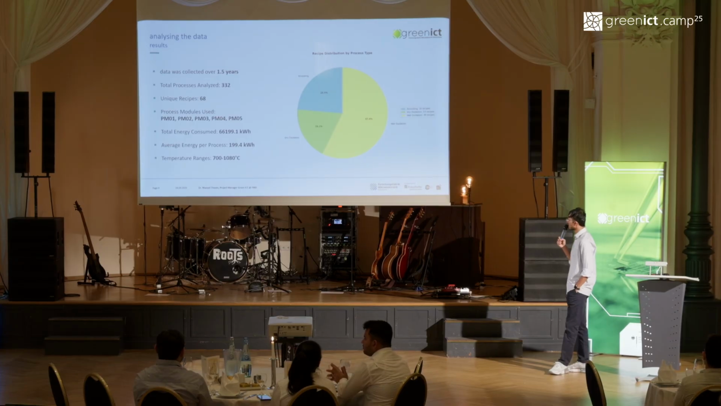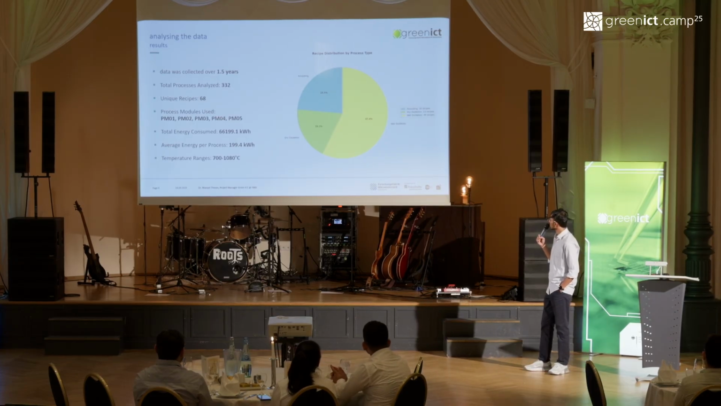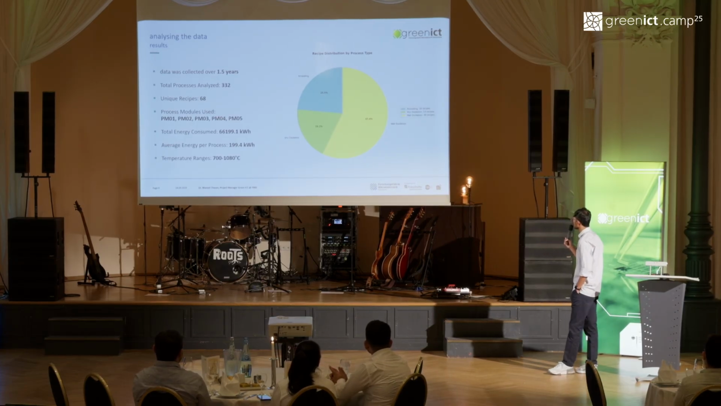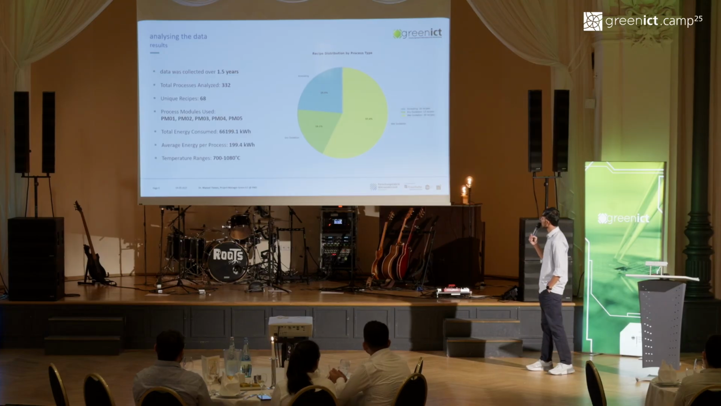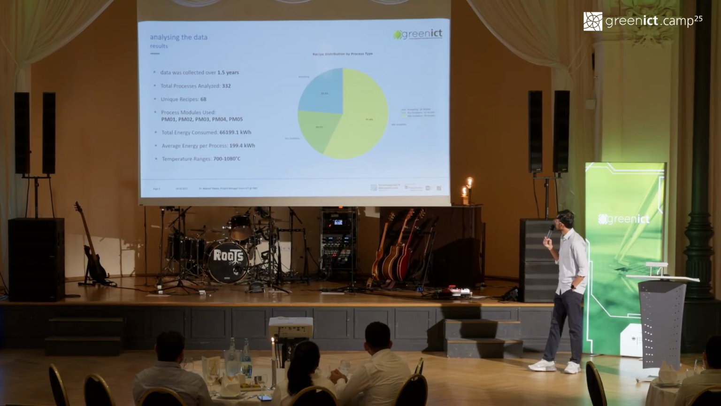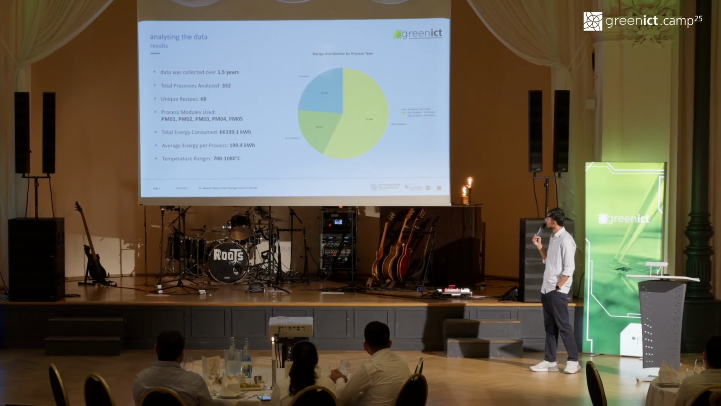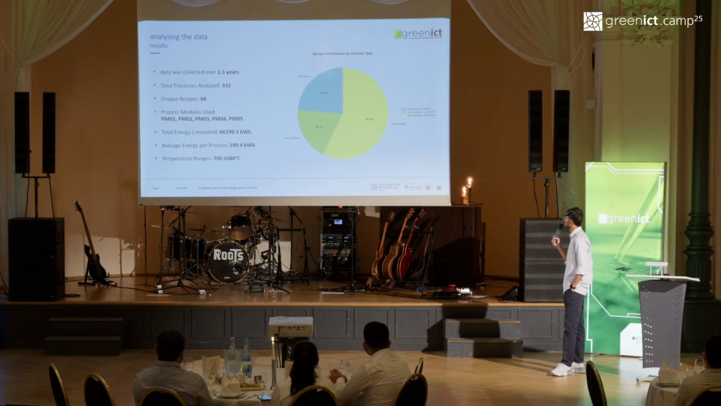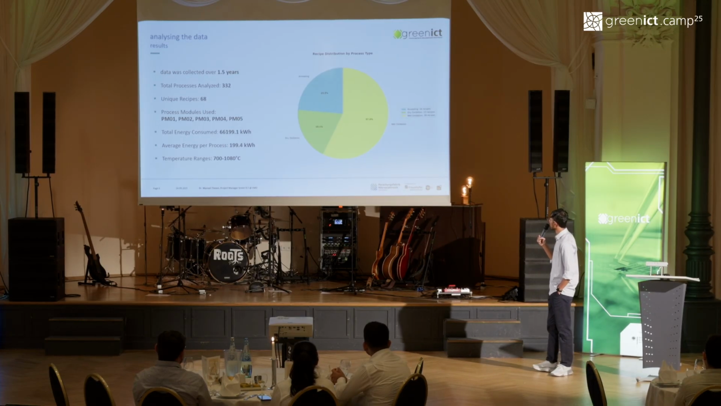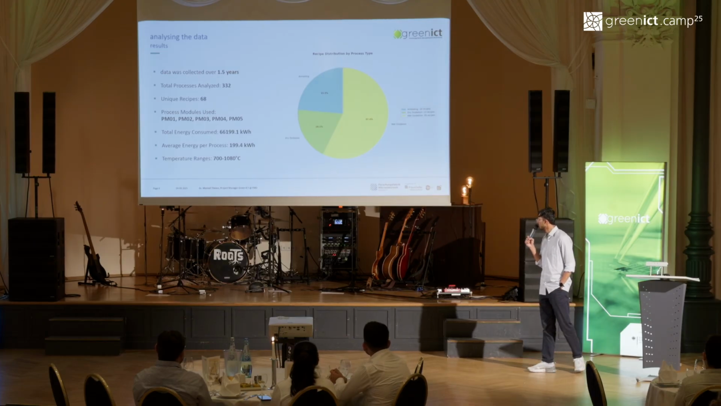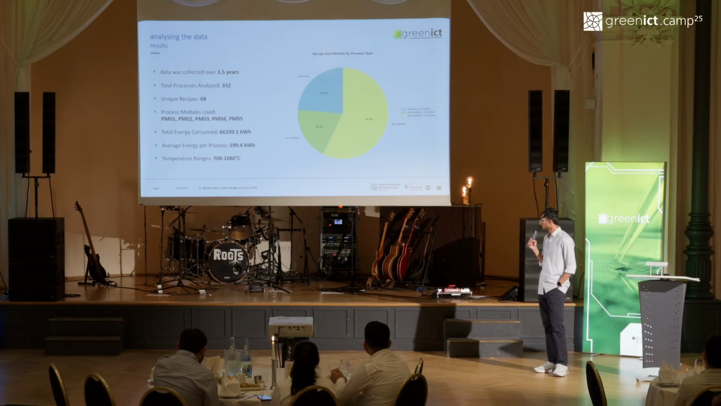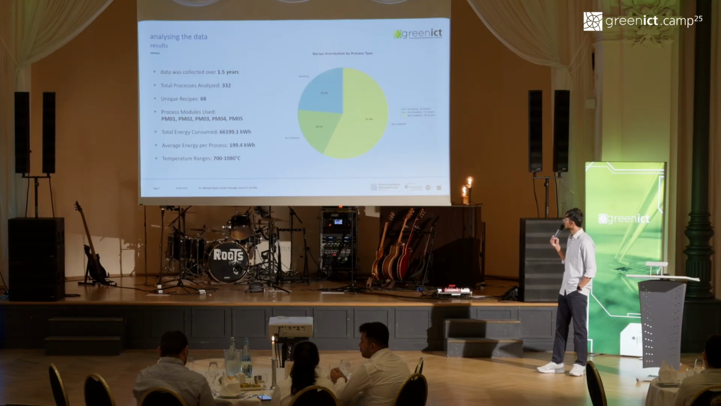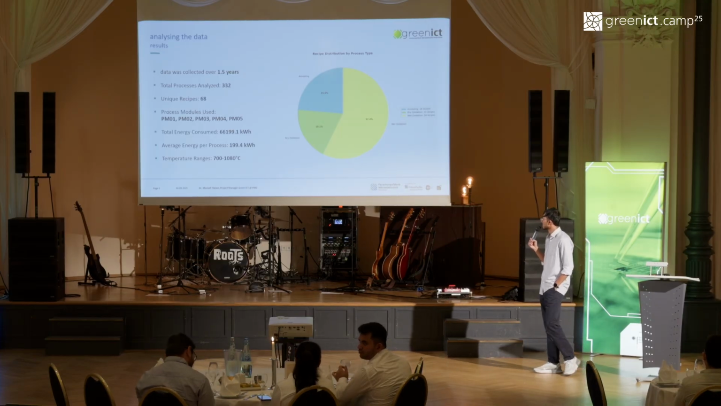Now from the data, after processing, we can see here a pie chart which describes the amount of wet oxidation, dry oxidation, and annealing processes. So the wet oxidation was around 57.4%. So this was the most used technique or process in this case.